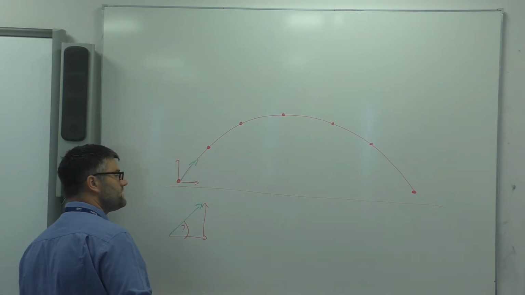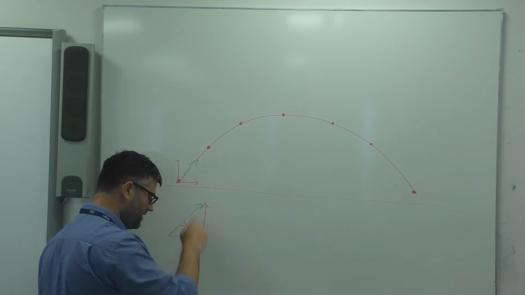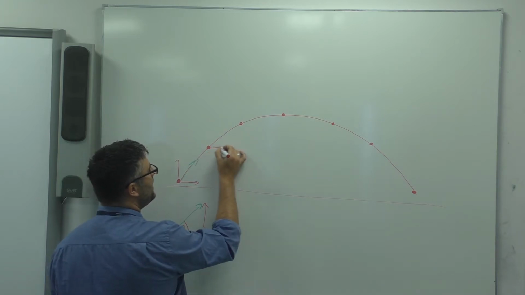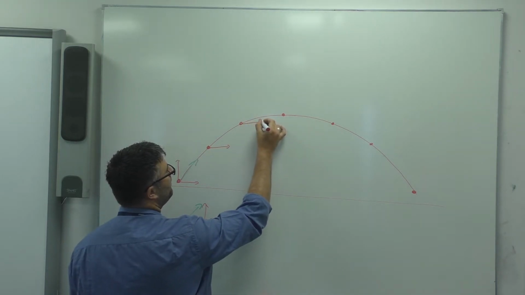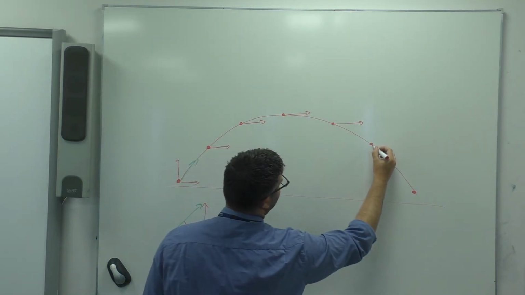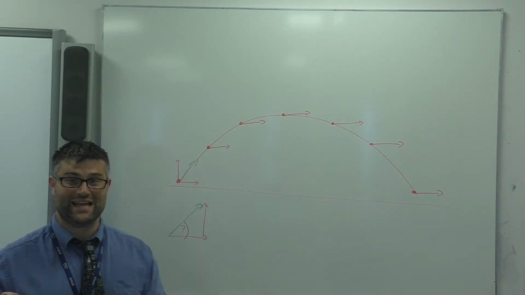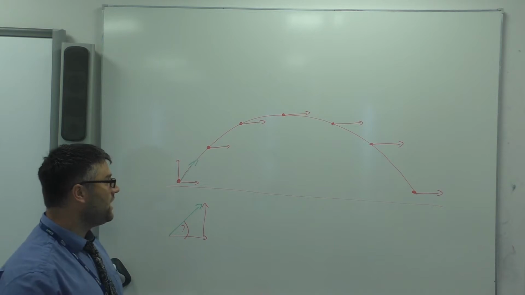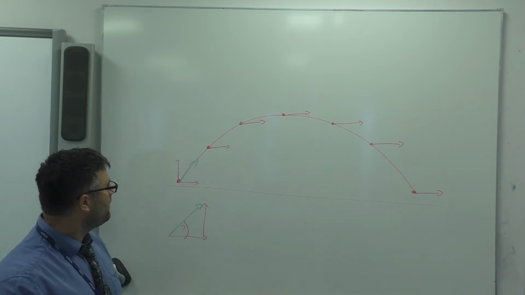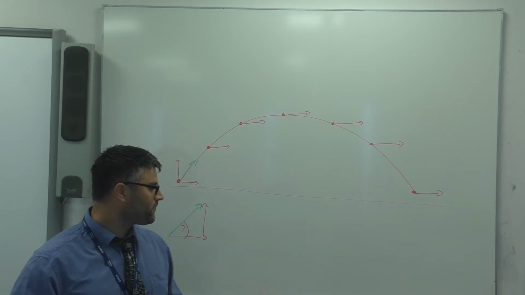So with no wind resistance, this horizontal component is going to stay constant throughout the entirety of the flight. It's not going to change at all. It's going to stay exactly the same. The horizontal component of the flight is going to stay exactly the same. Can we say the same thing for the vertical?